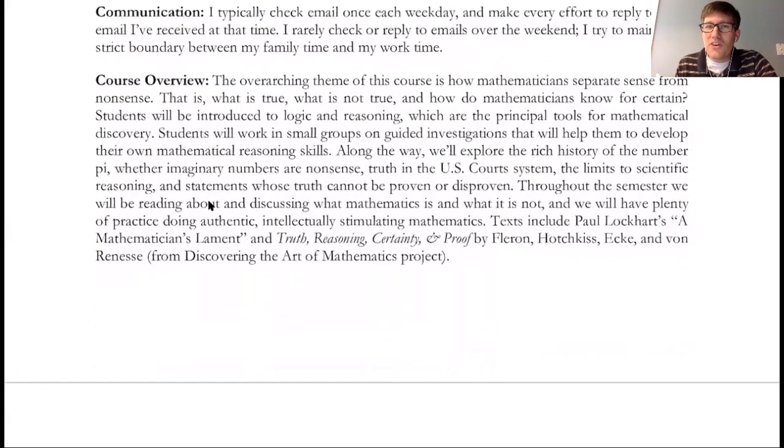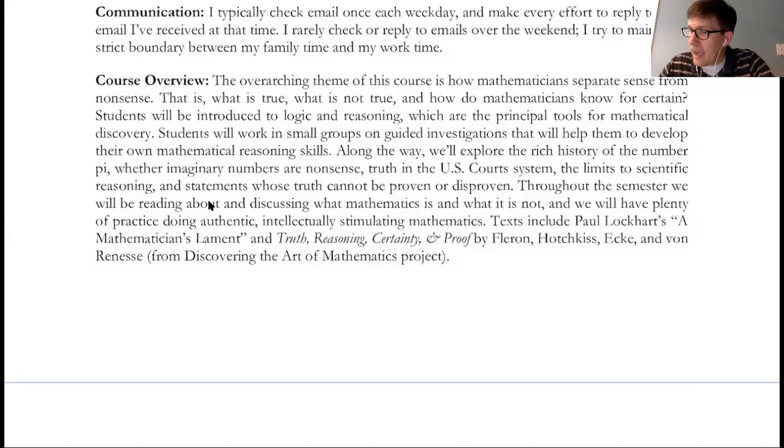So this course is all about how mathematicians separate sense from nonsense. And this course overview was given in the descriptions that you read when you registered for classes. So basically, we're looking at what does mathematics look like? How do we do mathematics? How do mathematicians know what's true? And how do they find out what that is?